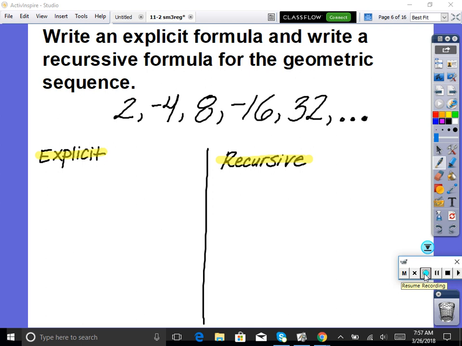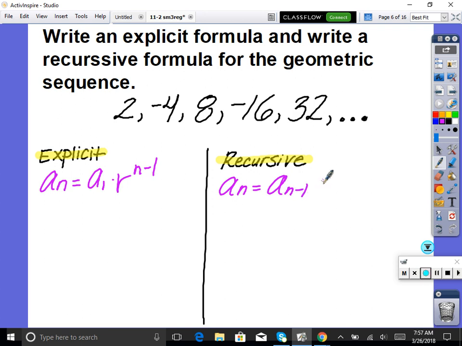So it says, write an explicit formula and write a recursive formula for the geometric sequence. So everybody, let's look at this. Our explicit formula was this one: a sub n is equal to a sub 1 times r raised to the n minus 1. The recursive was a sub n is equal to a sub n minus 1, the previous term, and then times some ratio. Okay, let's figure out our ratio.